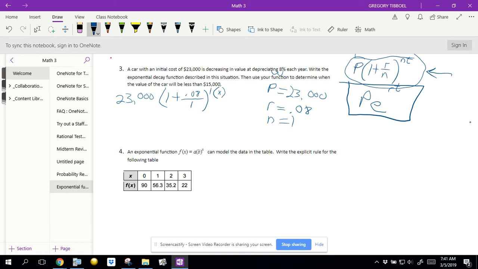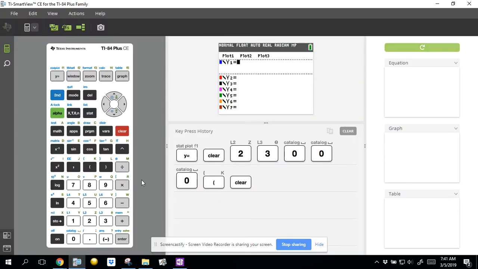So our formula ends up looking like this: 23,000, 1 plus 0.08 divided by 1, because my n is 1. We're compounding one time a year. And then I don't know how long it's going to take to get 15,000. So we're now going to need our calculator for that. So why don't we see if we can figure this out.